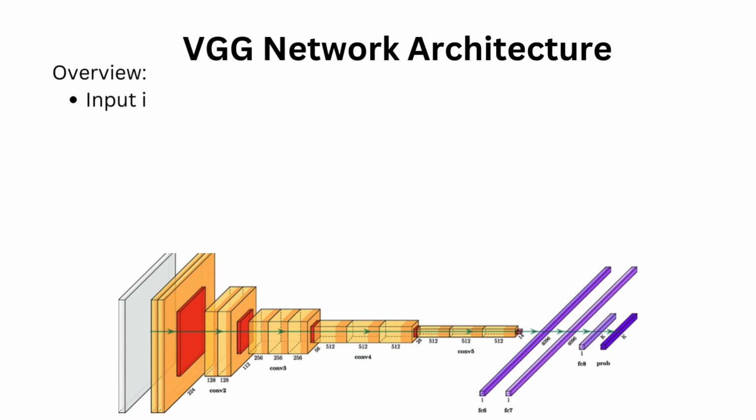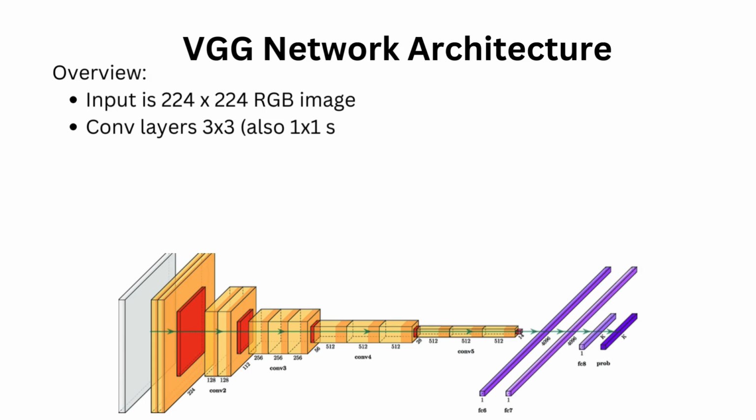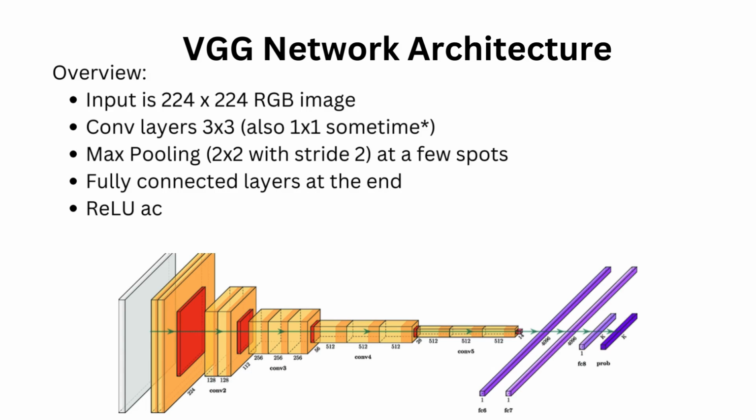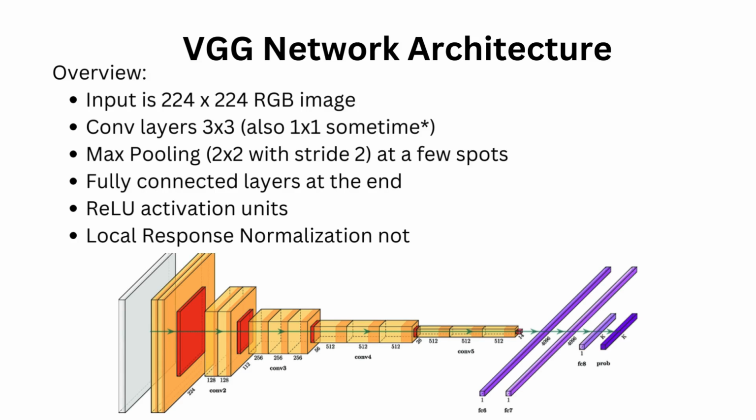From a bird's eye view, the VGG architecture's main highlights are: one, the input is always a 224x224 image. It only uses 3x3 convolutions, and 1x1 for one of the configurations. Max pooling is used at a few spots throughout the network. There's a fully connected layer at the end, like AlexNet. The ReLU activation units are used throughout. Local response normalization is not used much except in the first layers.